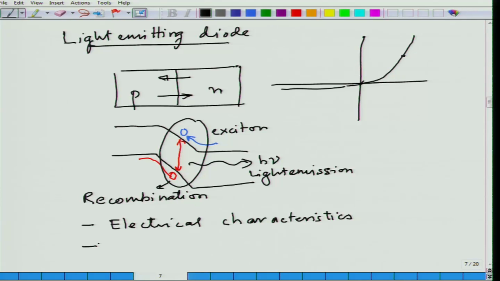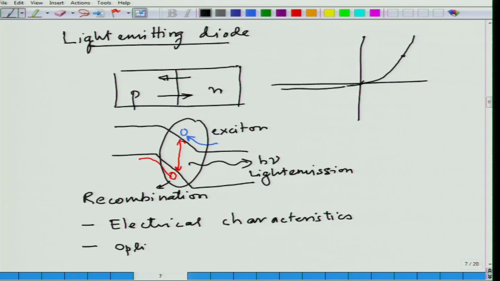Then if I am trying to use the same p-n diode as a solar cell or as a light emitting diode, I need to see what these electrons and holes do in order to either absorb light or emit light, and in that case I also need to know the optical characteristics. In terms of solar cell, this will be the efficiency of the solar cell, and in terms of the light emitting diode, it would be the amount of light output from the diode.